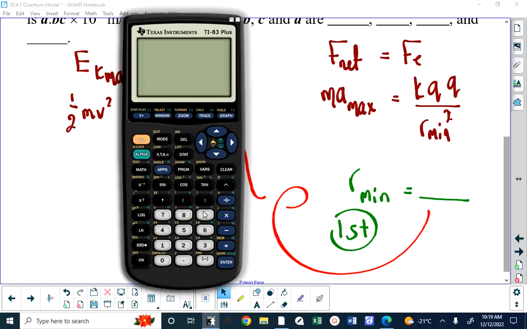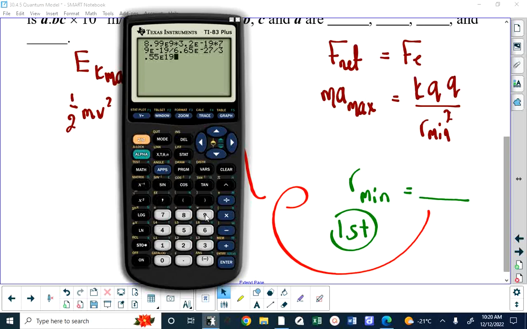K is 8.99 multiplied by 10 to the 9 times the charge of an alpha particle times the charge of the gold nucleus. Now I need to divide by the mass of the alpha particle, and I need to divide by the acceleration. Can you tell me, please, Carly, what was the acceleration in this question? Can you look at it? Yeah, 3.55 times 10 to the 19. Excellent. Divided by 3.55 times 10 to the 19.